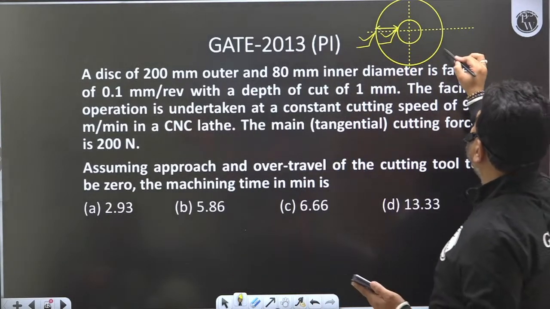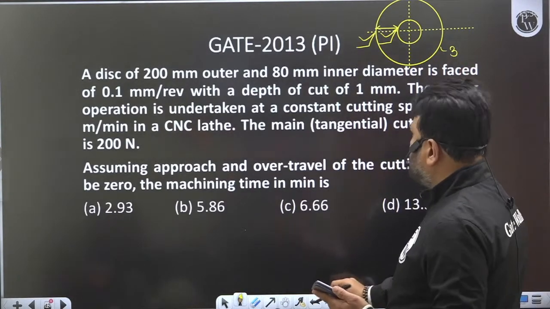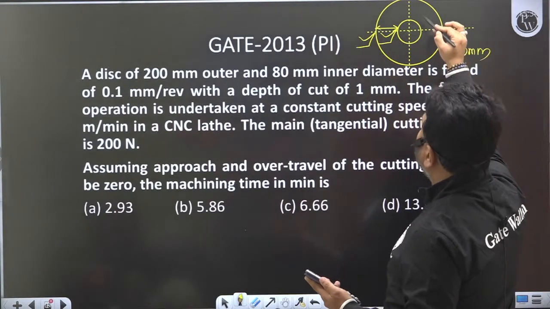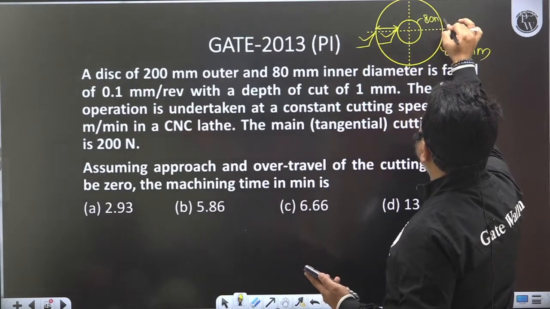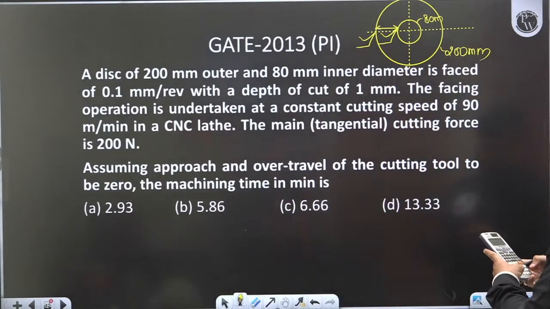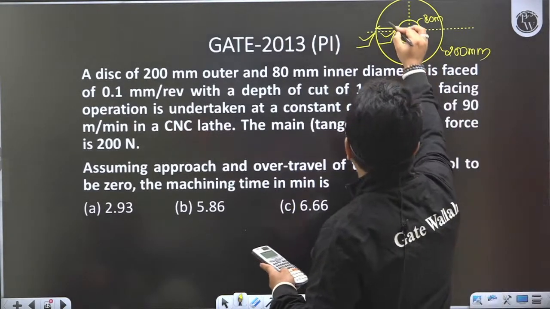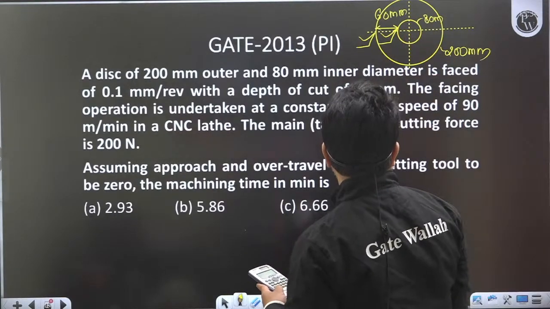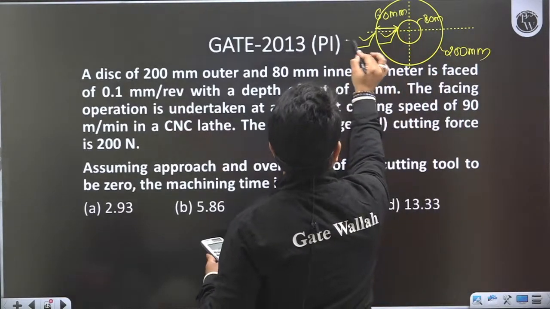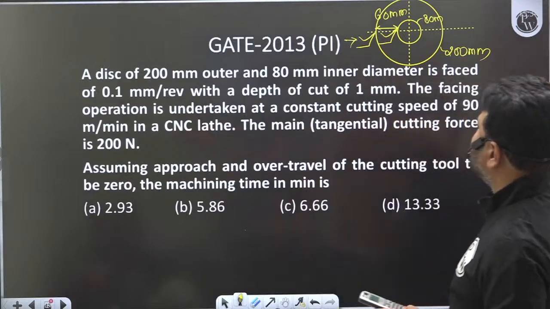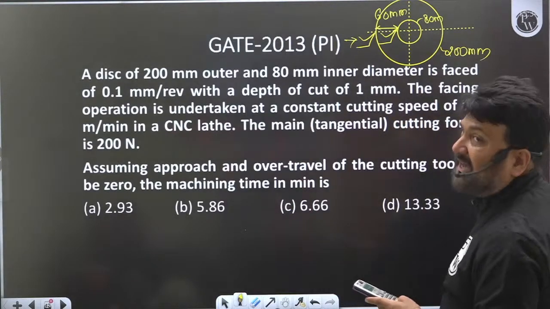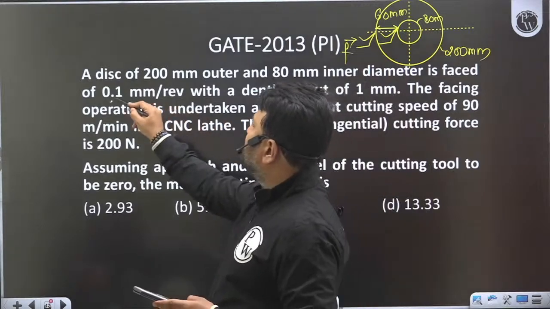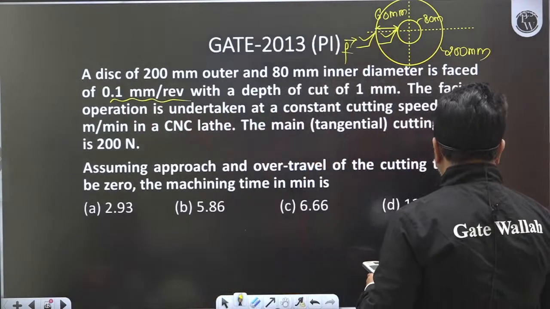The outer diameter is 200 mm, right? And the inner diameter is 80 mm. So 100 minus 40, the machining length in facing is 60 mm, right? Now the feed is given. How much feed is given? 0.1 mm per revolution, but RPM is not given.